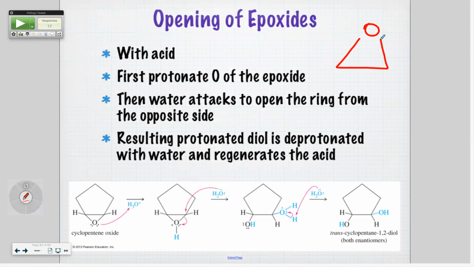okay, with acid, when there's acid present, the first thing that will happen is you will protonate the O of the epoxide, and then water will attack to open the ring from the opposite side. It's just like when we had a bromonium ion. It was plus on that Br, and so our water's coming in from the opposite side to open it up. The resulting protonated diol is deprotonated with water, which regenerates the acid. So it's typically referred to as acid catalyzed because you regenerated the acid.